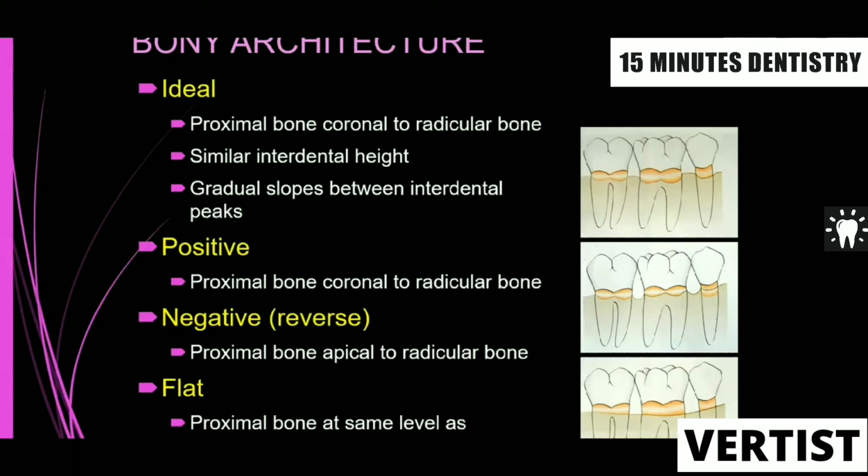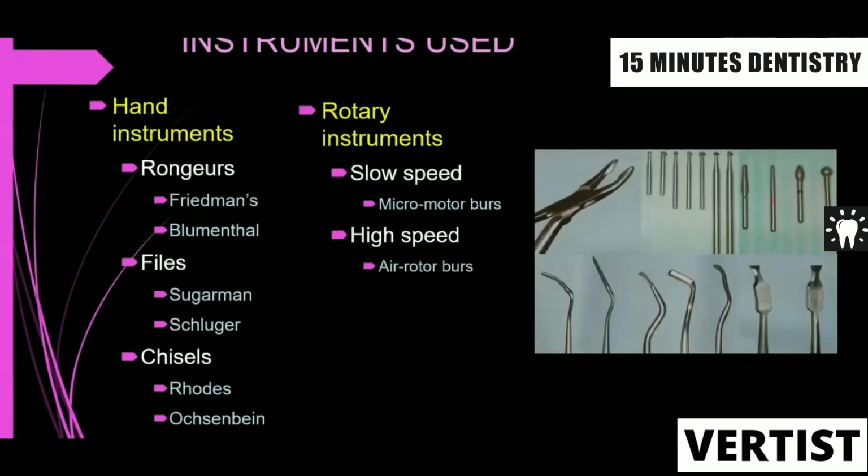The negative or reverse architecture is where the proximal bone is apical to the radicular bone, and in flat you can see that the proximal bone is at the same level as that of the radicular bone.